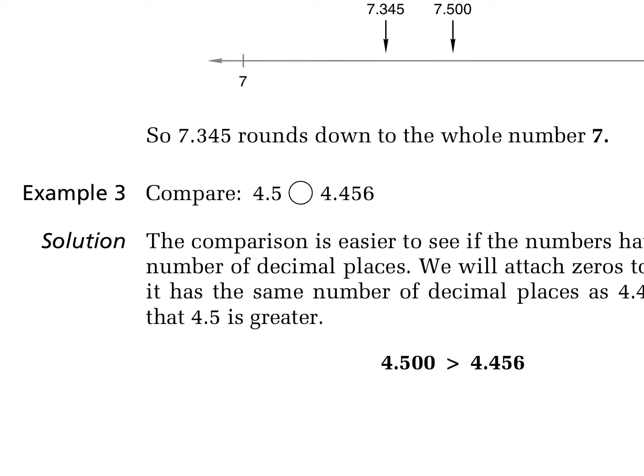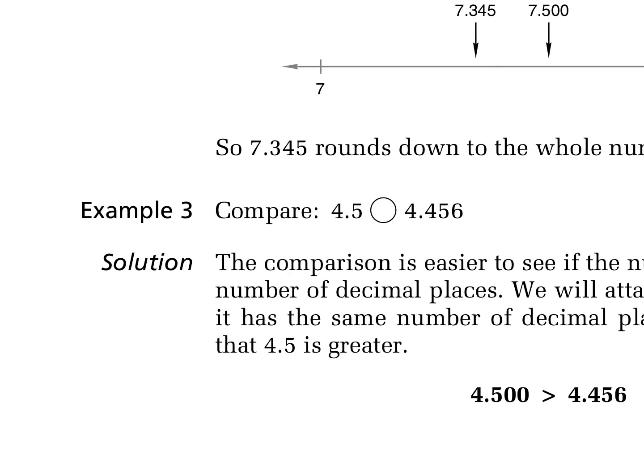Alright, so example 3 wants us to compare. So when I'm comparing the numbers, the first thing I'm going to look at is the whole number. Both of these numbers are the same. I'm comparing 4 and 5/10 to 4 and 456 thousandths. So the 4 is the same, so I'm going to look at the tenths place. I see that there's a difference in the tenths place. 5 is greater than 4, therefore 4 and 5/10 is greater than 4 and 456 thousandths.